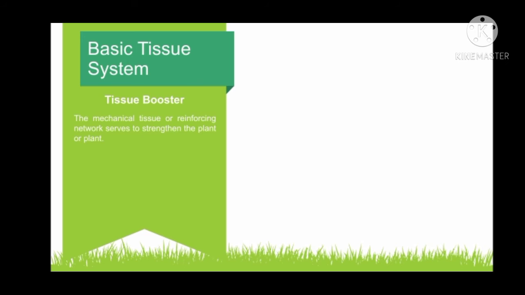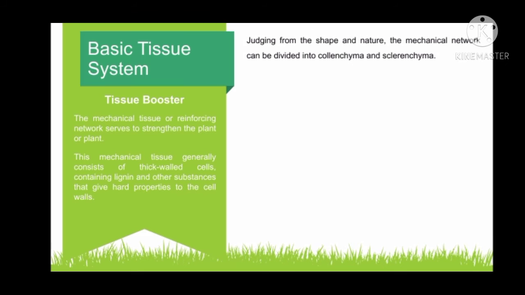Reinforcing tissue. The mechanical tissues or reinforcing tissues serve to strengthen the plant. These mechanical tissues generally consist of thick-walled cells containing lignin and other substances that give hard properties to the cell walls. Judging by the shape and nature, the mechanical tissues can be divided into collenchyma and sclerenchyma.